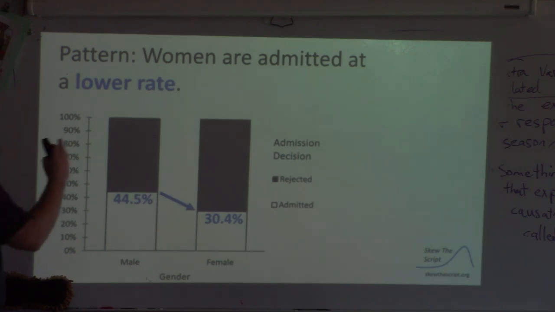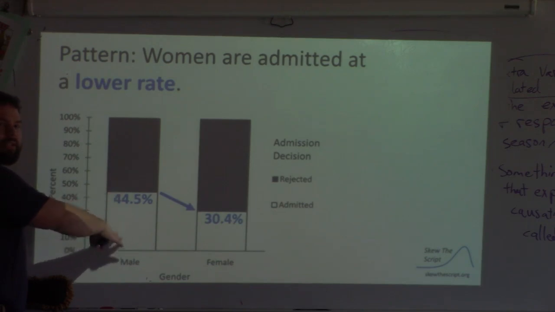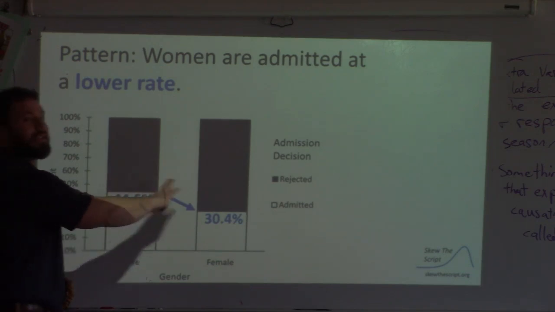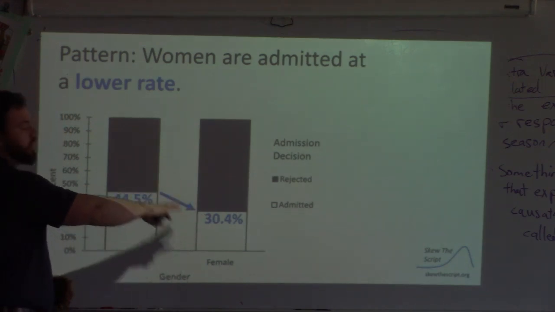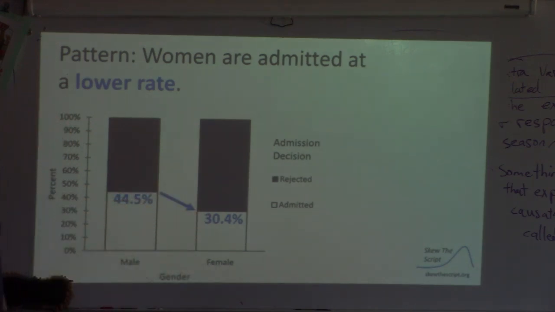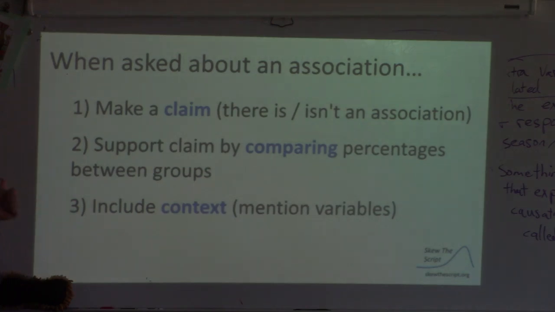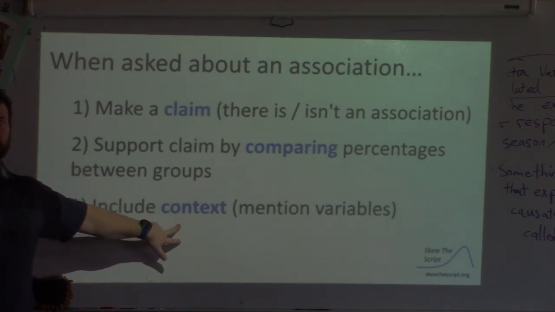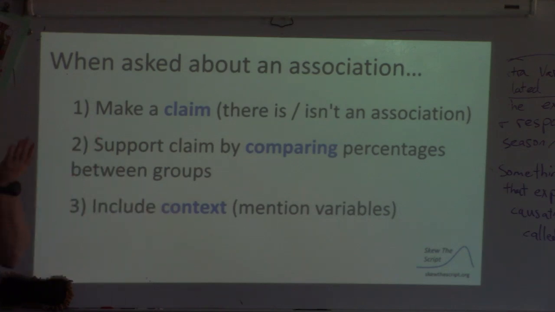44.5% of the males were admitted to UC Berkeley, which is greater than, notice how I'm comparing, the 30.4% of females who were admitted. Notice, I made a claim, there is an association, I compared the percentages, and I included the context. You gotta have all three, because we're talking about the real world. Make sure there's context. In statistics, don't ever leave your context out.